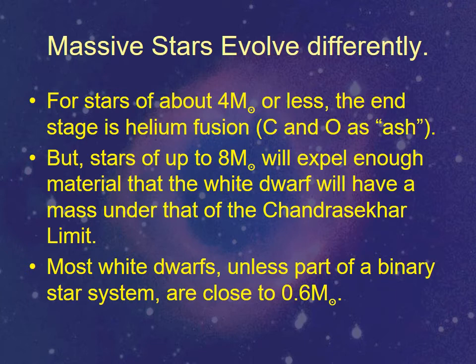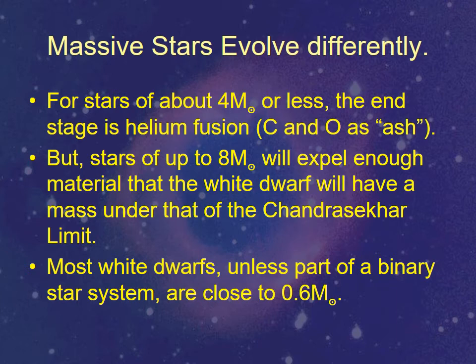Should point out that stars that are more massive than about 4 solar masses actually go through a couple more stages to get to the point of making a red giant and a planetary nebula. As long as they get up to 8 solar masses, they will expel so much stuff that what's left is less than the Chandrasekhar limit. Most white dwarfs end up about 0.6 solar masses. So they'll lose an enormous amount of mass.